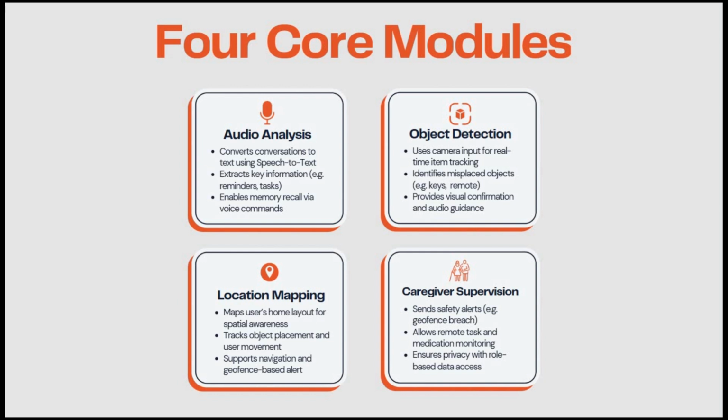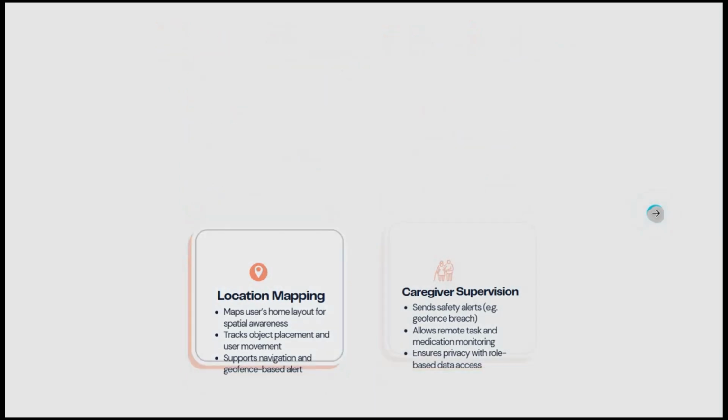Location mapping is the third module, which understands the layout of the home, tracks object placement and user movement, and triggers alerts if someone goes outside a safe area. And the last one is the caregiver supervision, which sends alerts like "user left the house," and it also allows caregivers to remotely monitor tasks and medicine. And we ensure privacy using role-based data access in this caregiver module. Each module handles a piece of the puzzle, from remembering what was said to finding what's lost to keeping the user safe. Now let's go over the technical architecture of our system.